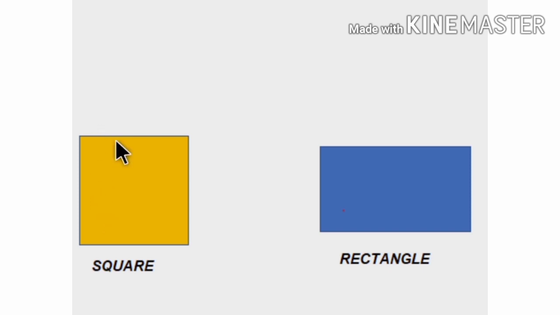Now let's learn the equations for perimeter of a square. So perimeter of a square, P is equal to 4 into length of one side. This is the equation for finding perimeter of a square, because all the four sides are equal. That's why we are multiplying 4 into one side.